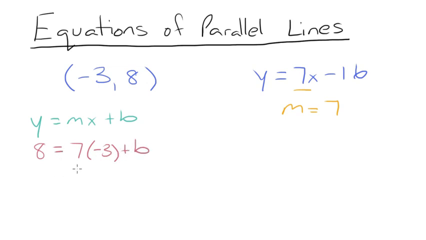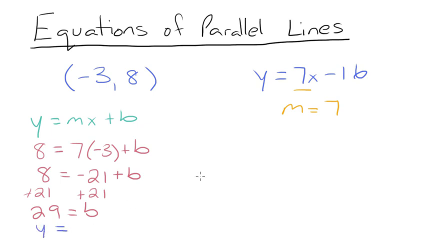So to solve, we're going to start by multiplying 7 and negative 3. 7 times negative 3 is negative 21, so you have 8 equals negative 21 plus b. Then we add 21 to both sides to get 29 equals b. Now that we know our value for b, we can plug it into the slope-intercept equation along with the value for m. So our final equation will be y equals 7x plus 29.